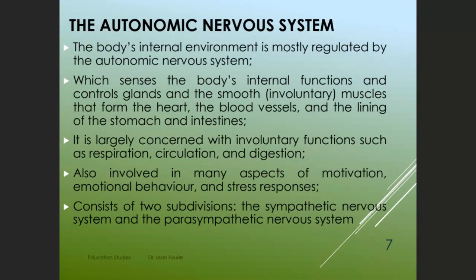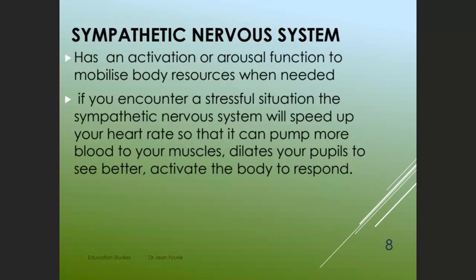The autonomic nervous system also has a function when it comes to your emotional responses, our emotional behavior, and our responses to stressful situations. So when we are placed in times of fear or some kind of stress where you think that you are going to be in danger, the nervous system will start reacting. And so this is where the sympathetic and the parasympathetic systems come into play.